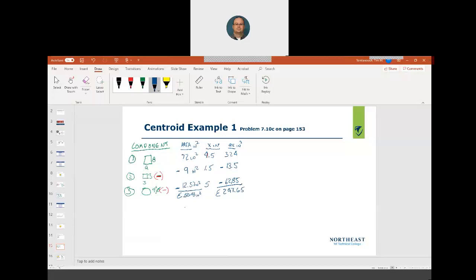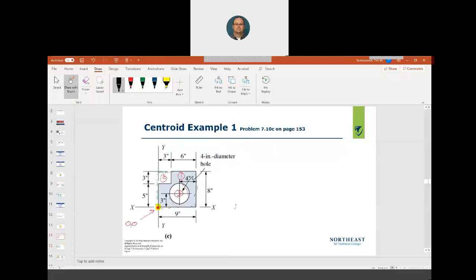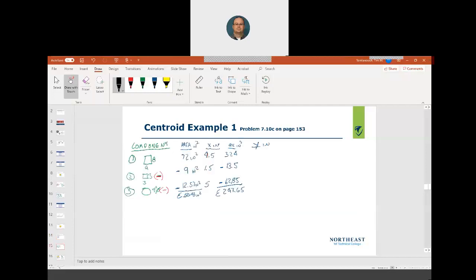Now we're going to find y in inches. So component 1: I'm going to do the y in black so we have a different color. Component 1 is the big 9x8 square. Remember, I'm assuming it's a solid block, so measuring from 0, 0, I know the centroid of the 9x8 square in the y direction, because I'm looking for y, is 4, because I know it's 8 inches from 0, 0 up. So my first number is 4.